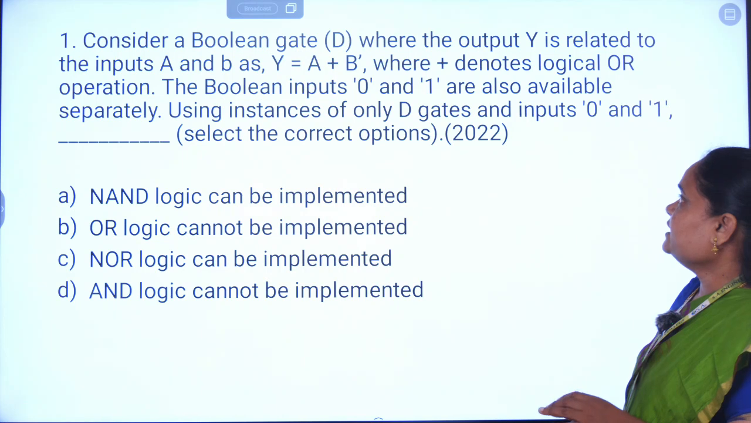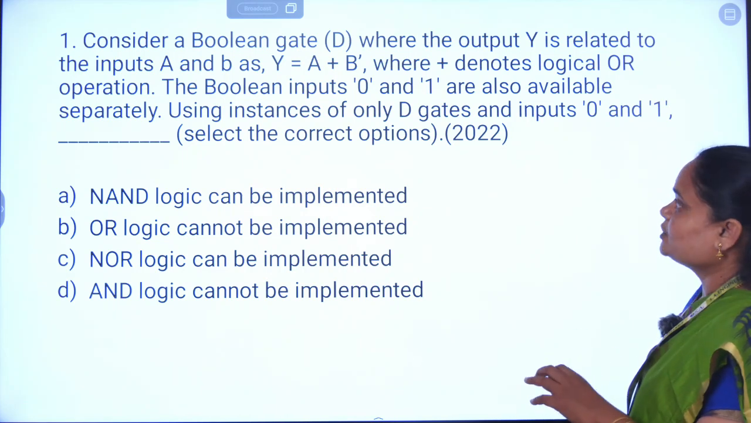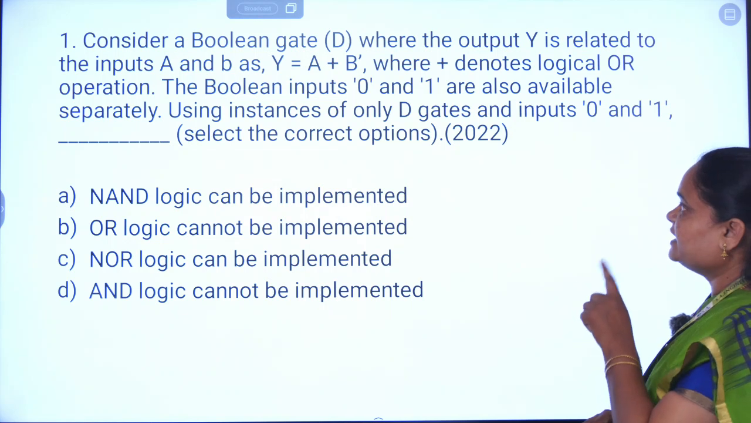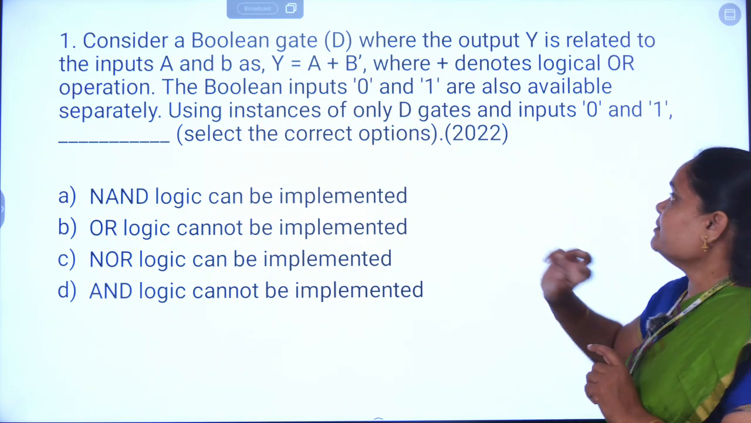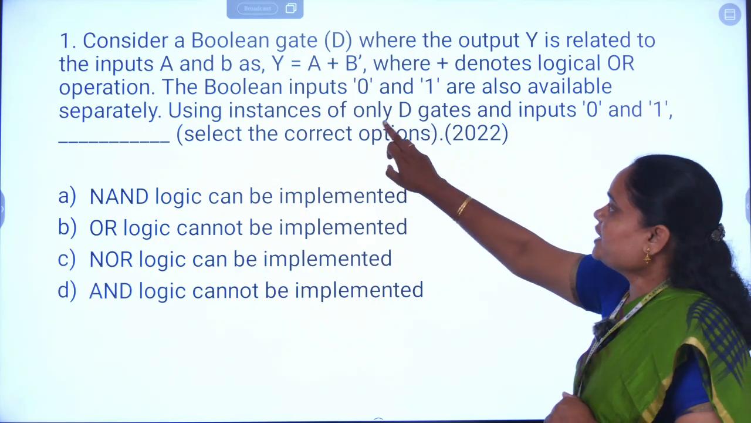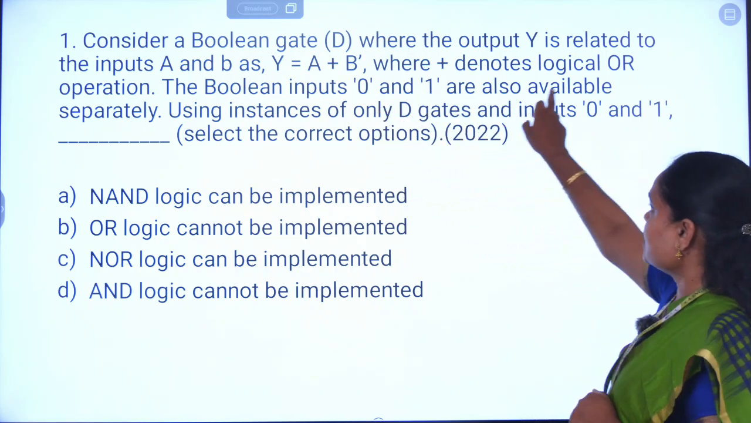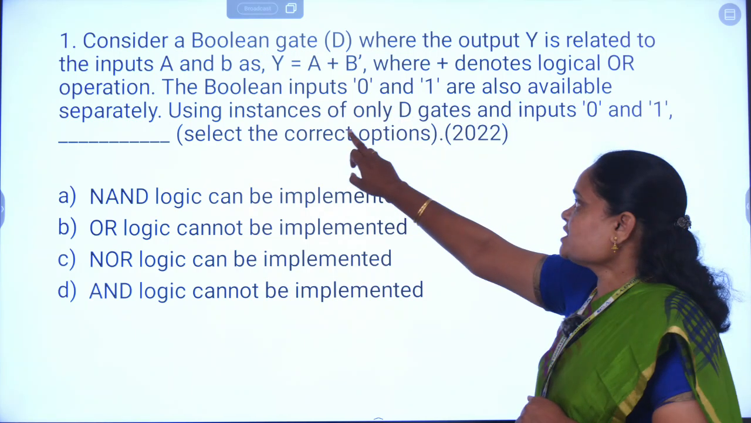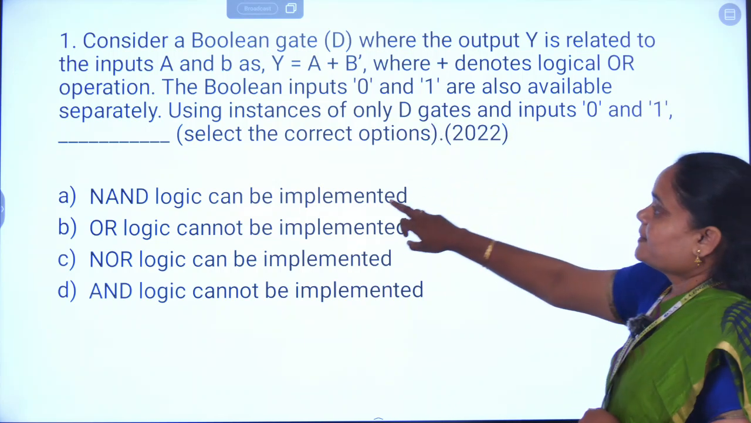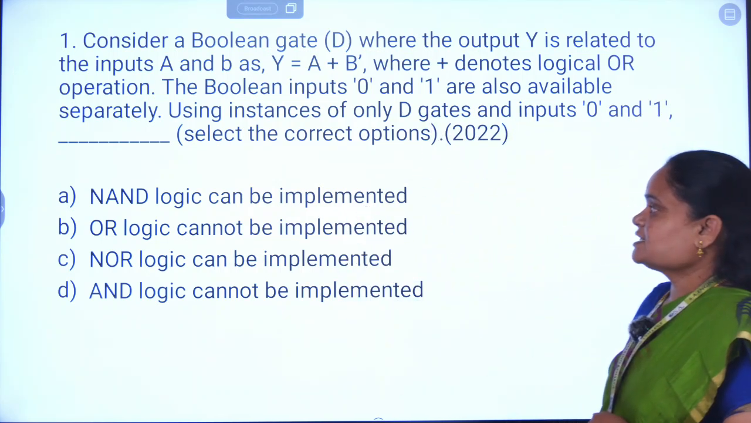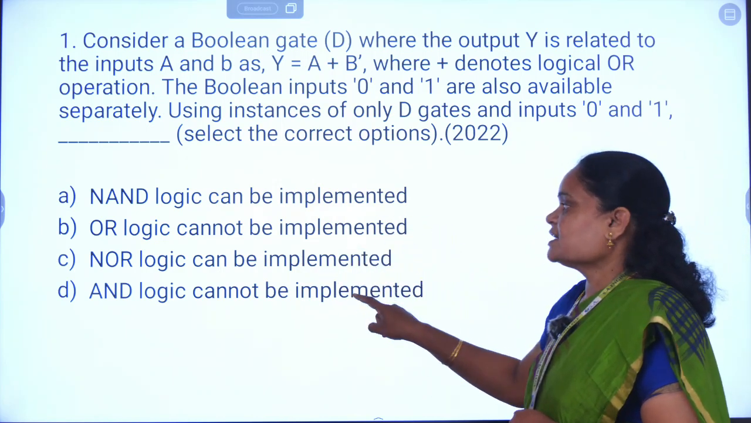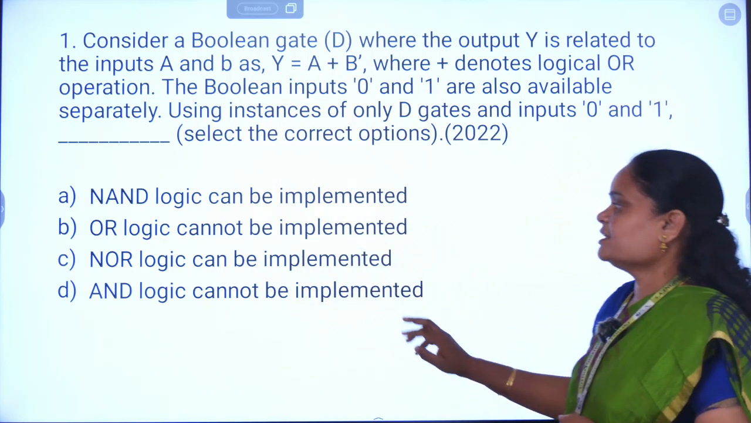Consider a Boolean gate D where the output Y is related to its inputs A and B as Y is equal to A plus B dash. B dash is nothing but B bar, where plus denotes the logical OR operation. The Boolean inputs 0 and 1 are also available separately. Using instances of only D gates and the inputs 0 and 1, it may be NAND logic can be implemented, OR logic cannot be implemented, NOR logic can be implemented, AND logic cannot be implemented.